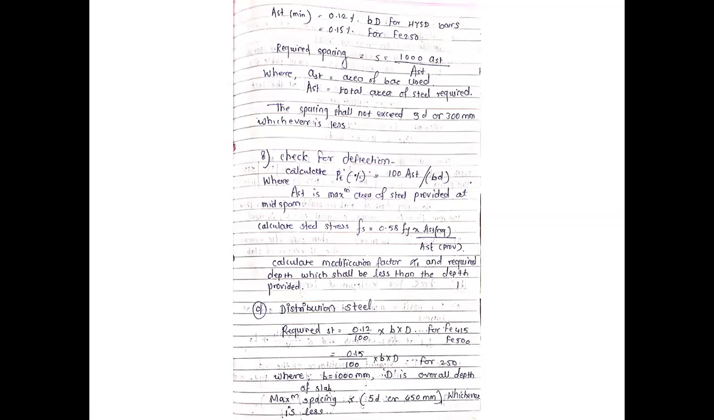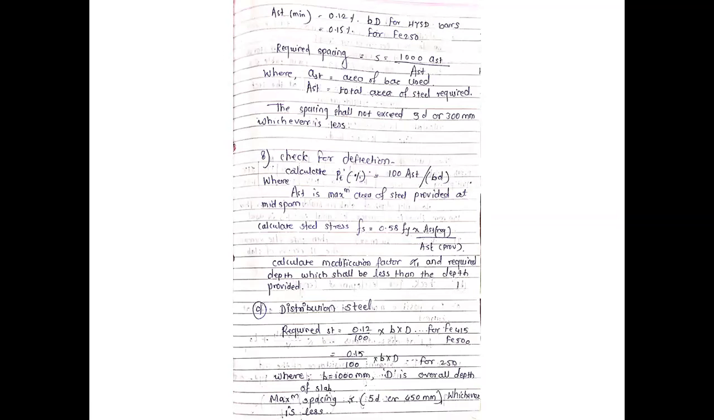Required spacing S is equal to 1000 ast upon capital Ast, where small ast is the area of bar used and capital Ast is the total area of steel required. The spacing shall not exceed 3d or 300 mm, whichever is less.